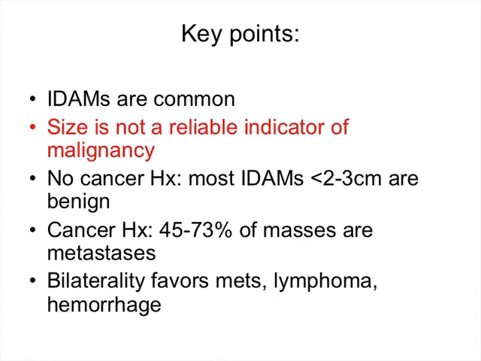So the key points from imaging are, first of all, the incidental mass is a very common finding. Size is not a reliable indicator of malignancy. However, if the patient has no prior history of malignancy and it's a small lesion with benign appearances, the vast majority of those are going to be adenomas. Always consider metastatic disease if the patient has a new adrenal mass and a prior history of malignancy. And the presence of bilateral lesions favors metastatic disease, lymphoma, and hemorrhage.